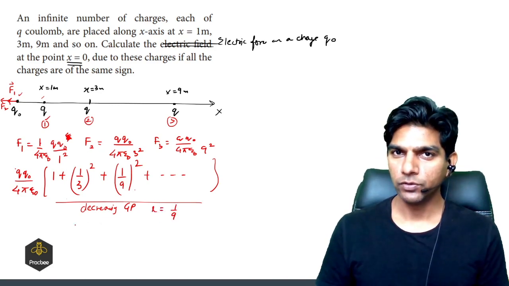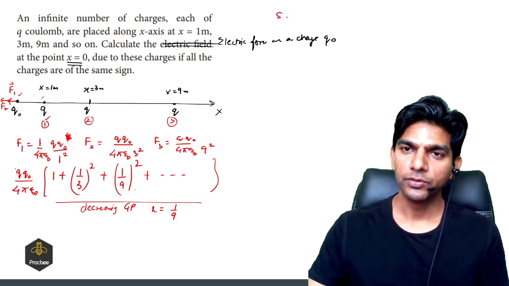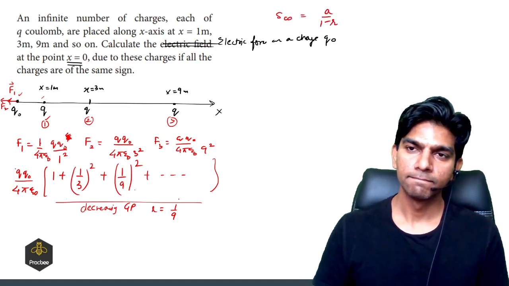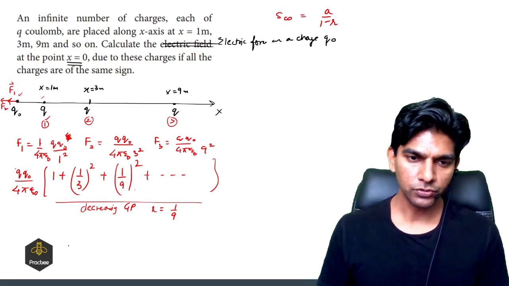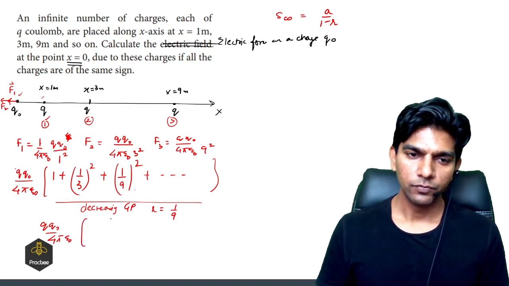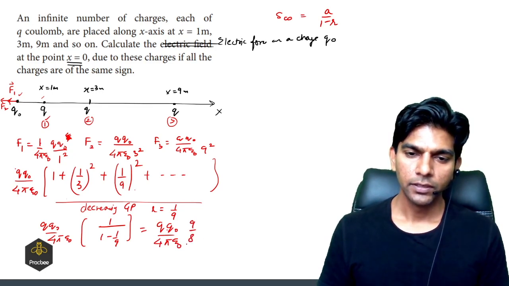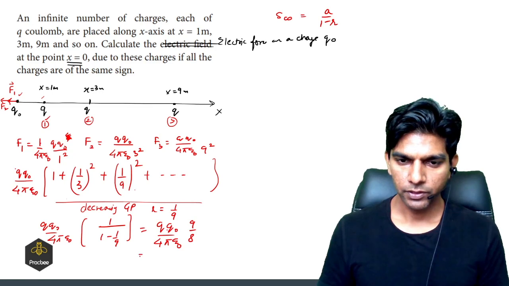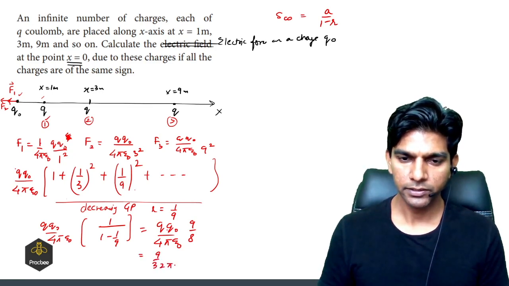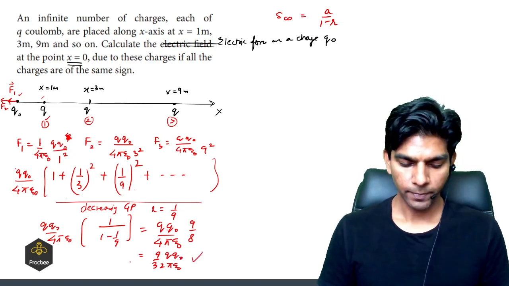And we know the sum of an infinite decreasing GP. The sum to infinity will be a upon 1 minus r, where a is the first term and r is the common ratio. So it will be q naught upon 4 pi epsilon naught, and the first term is 1 and the common ratio is 1 by 9. So this will become q naught divided by 4 pi epsilon naught times 9 by 8. Got it? So it will be 9 q naught by 32 pi epsilon naught. So that is the answer of this question.